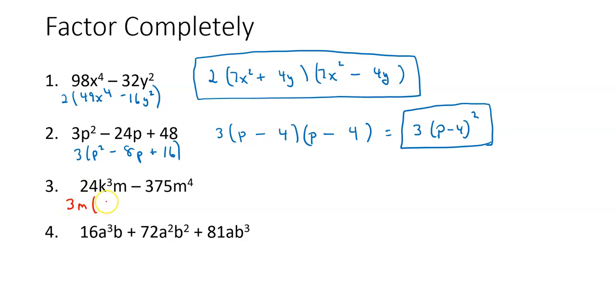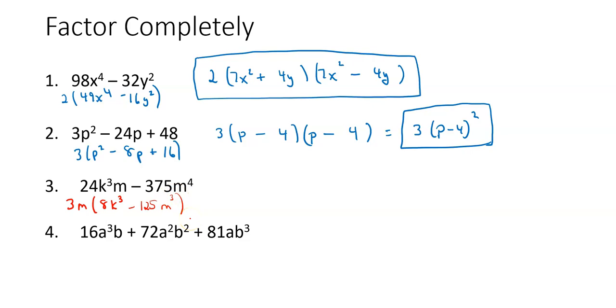24 divided by 3 is 8. I got a k cubed. The m's go away. 375 divided by 3, I do not know off the top of my head. Let's throw it on a calculator. 375 divided by 3, 125. So minus 125, when I pull out that m, it becomes m to the third.